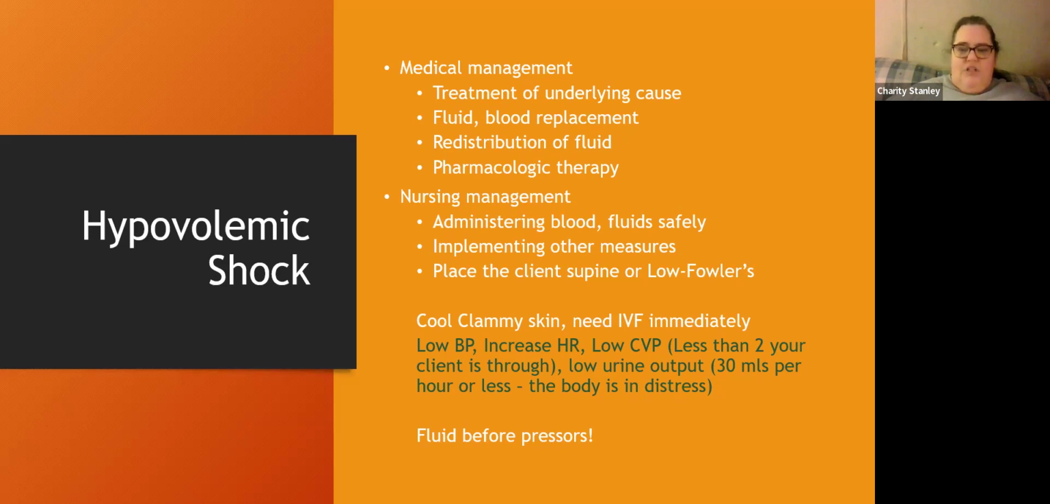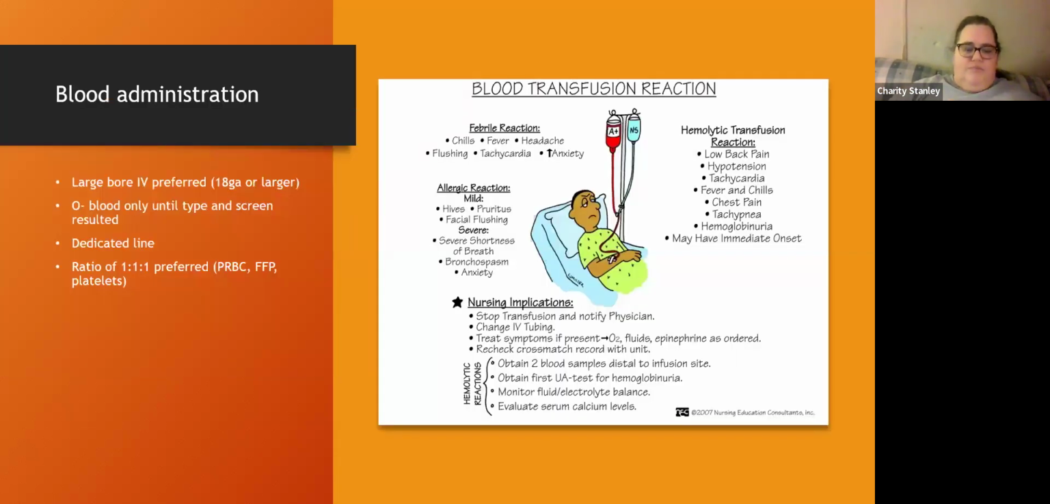Low urine output, you have to have an output of 30 milliliters per hour or less. The body is in distress. You're in trouble. And you always want to give fluid before you give pressors.